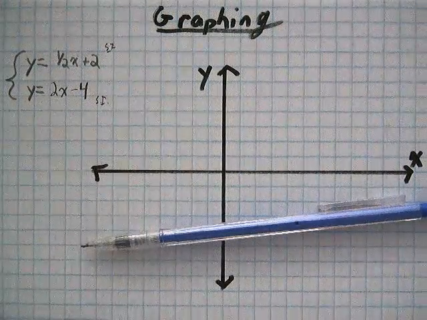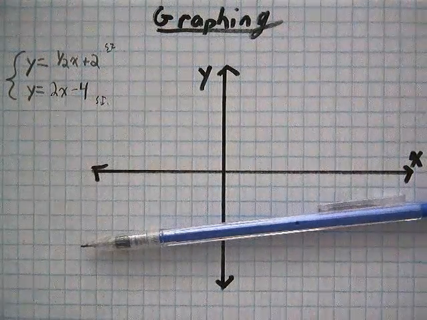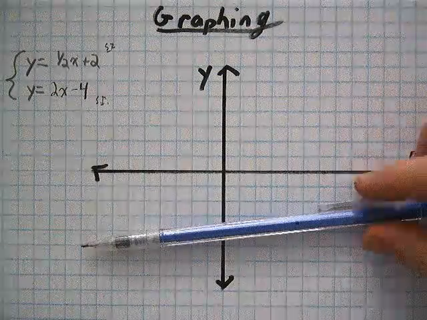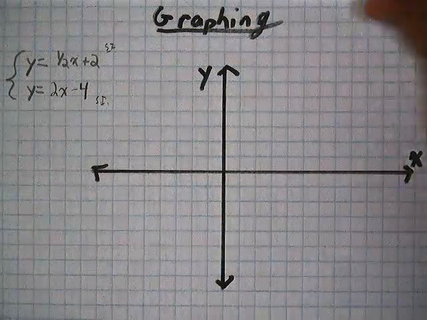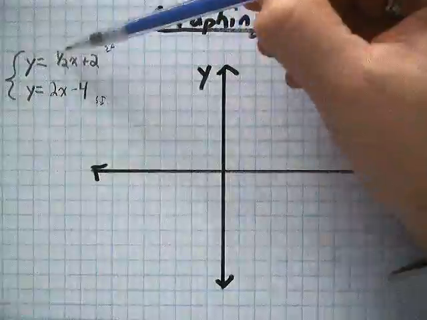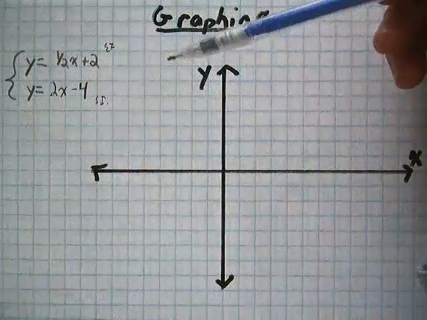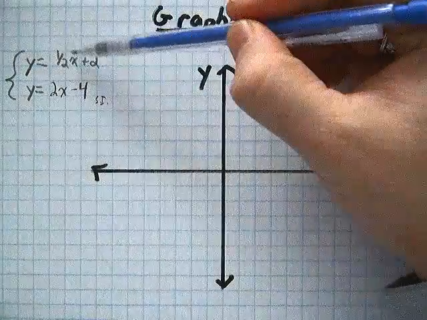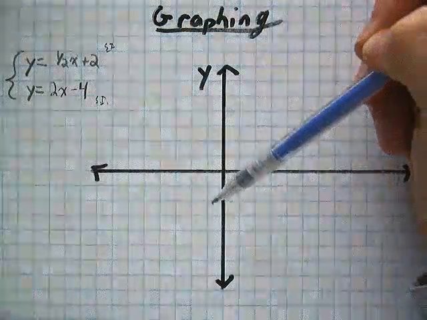Welcome back, YouTubers. Let's go ahead and work on our first method of solving systems of equations, which is by graphing. Now, if you look at this first system that I have here, we've got y equals 1/2 x plus 2 and y equals 2x minus 4.